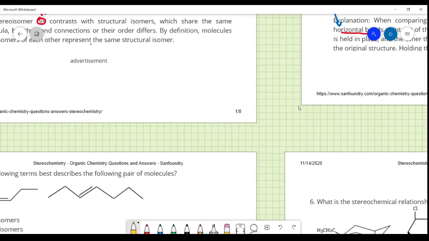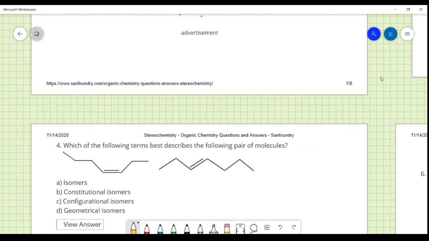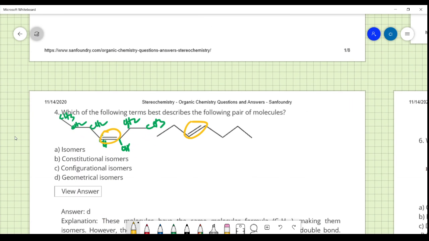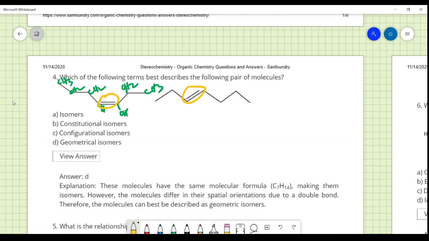So the next question is 4. Which of the following terms best describes the following pair of molecules? So here is a pair of molecules. You must always remember that it comes like CH3, CH2, CH2, CH, and CH. Here you have got CH2, you have got CH3. That is to say that there is a double bond present there, and there is also a double bond present there. If you have a double bond, it naturally means that it is geometrical isomerism. Only double bonded compounds will have geometrical isomerism.